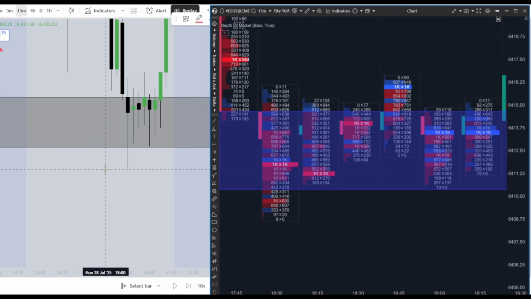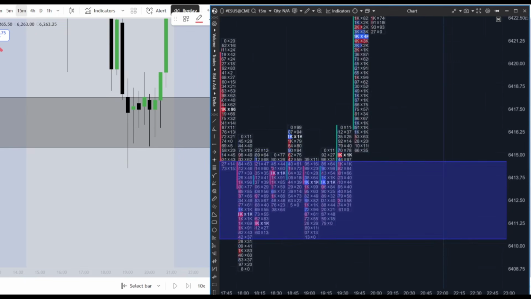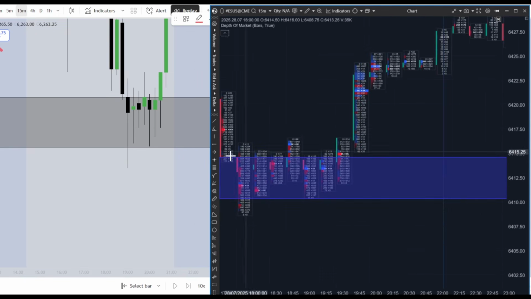So in this case, it became a demand zone because the sellers had no follow through. The sellers were absorbed. All this red delta was absorbed by the aggressive buyers, and that is the only reason, the passive buyers. That is the only reason the market moved higher, because the market was being supported by the passive buyers. So that is why the market shoots up, and that's why the market rallied.